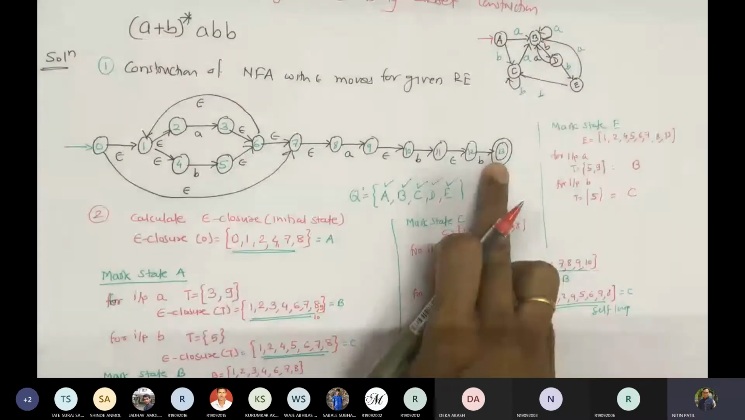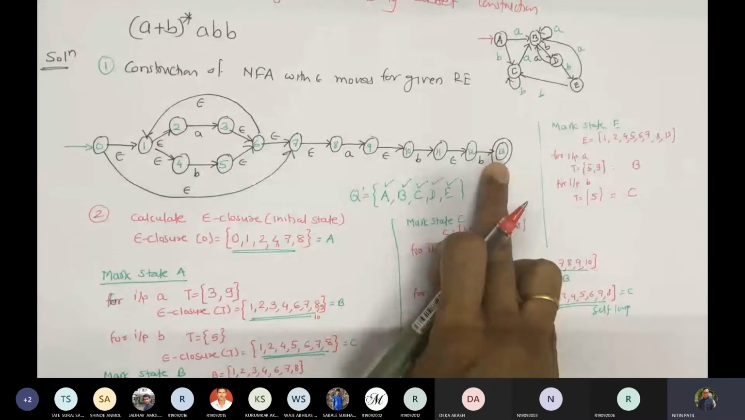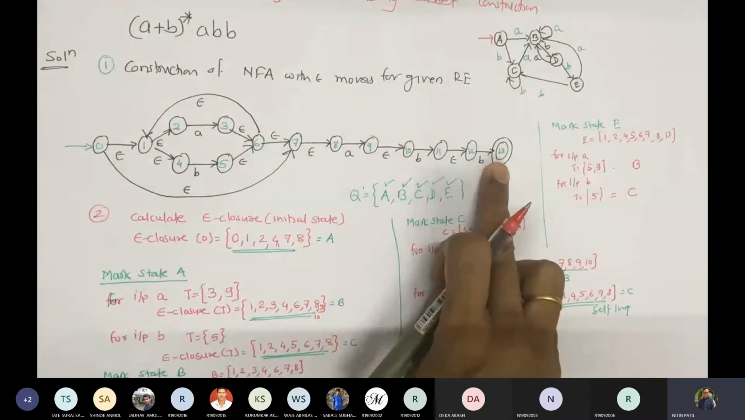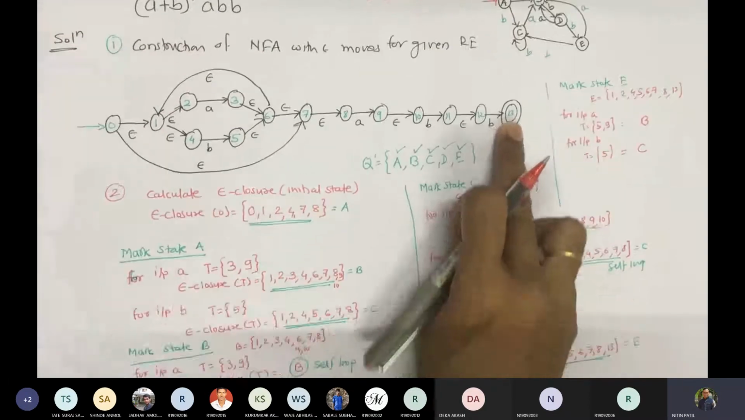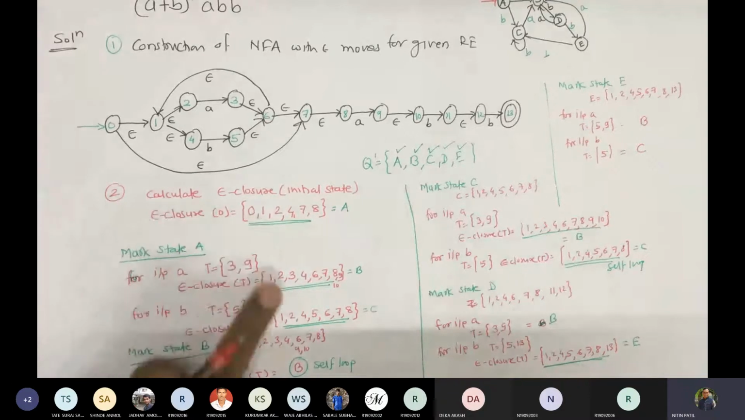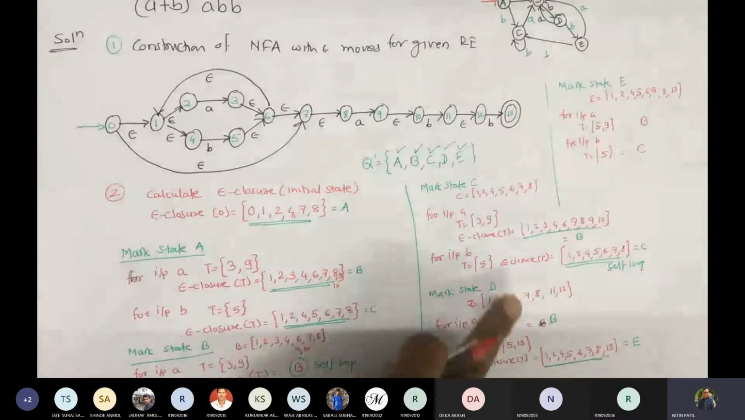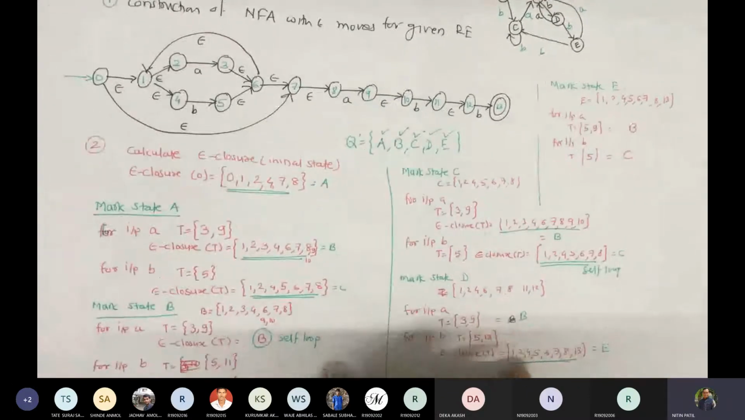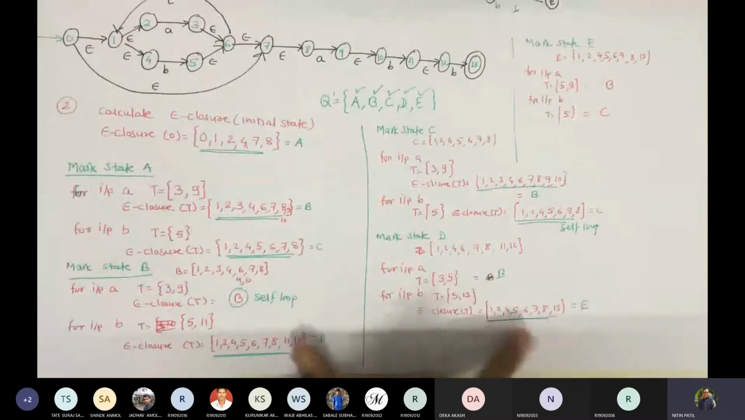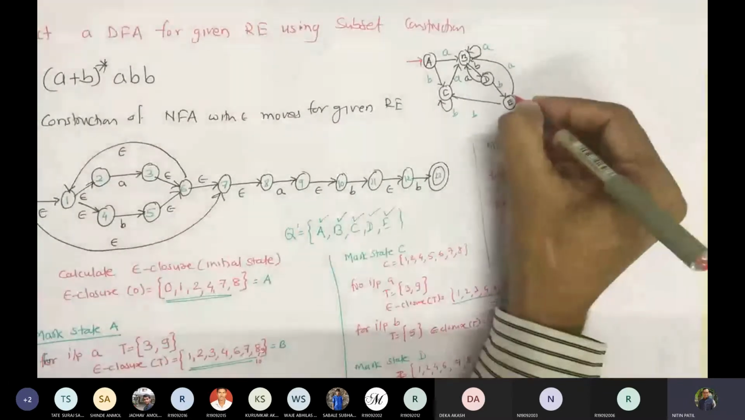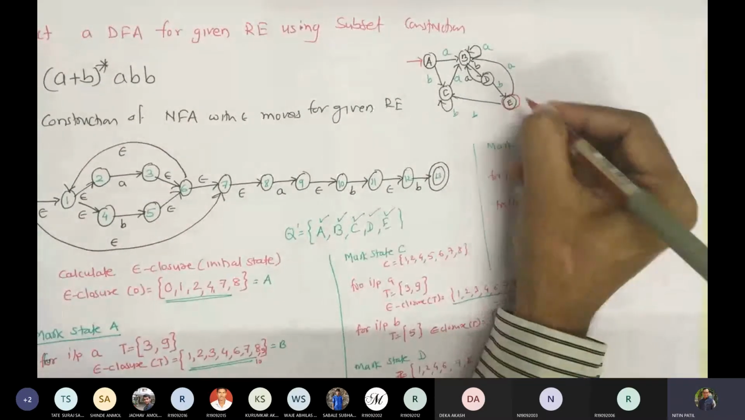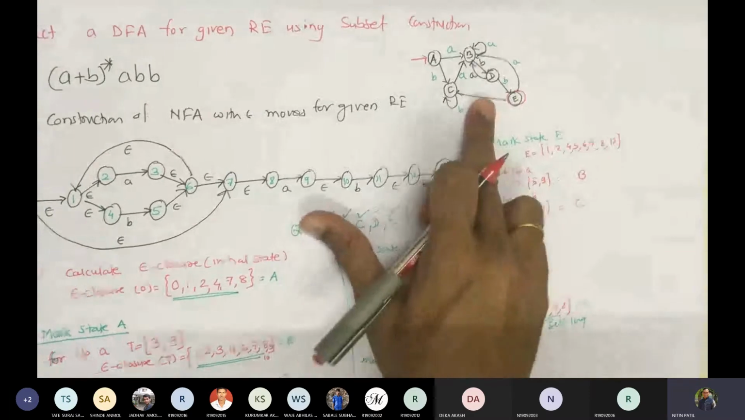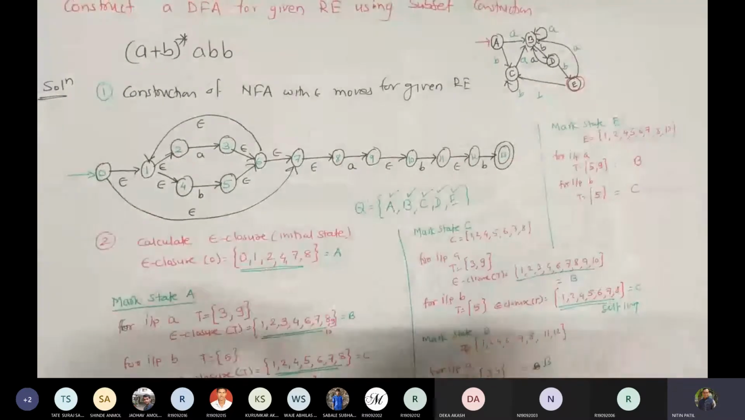Now, which is the final state for our case in the given NFA? In the drawn NFA, it is 13. So where 13 is occurring, in E, one can see 13 is occurring, correct? That's why this E would be your final state, correct? So this is how you are going to construct the DFA.